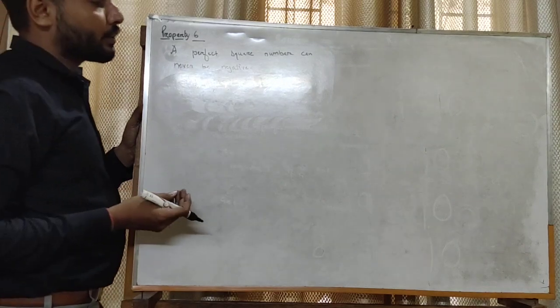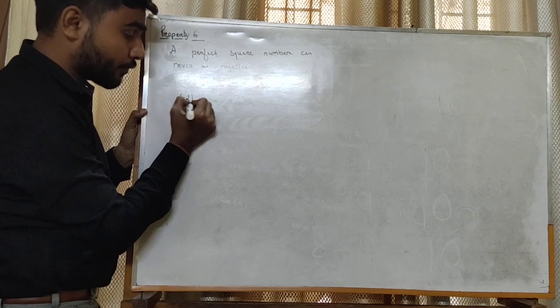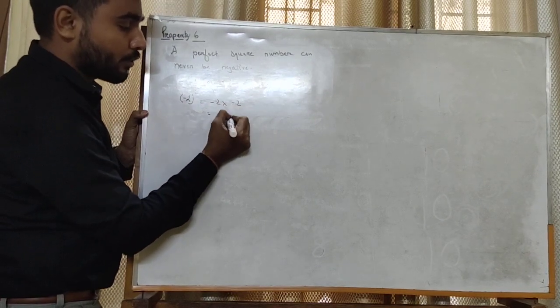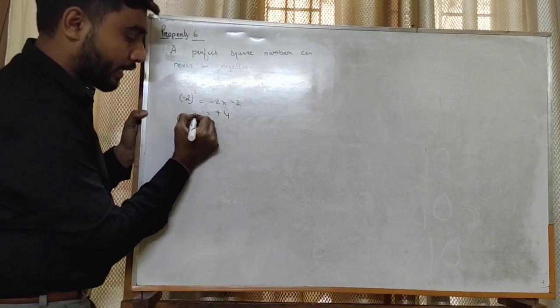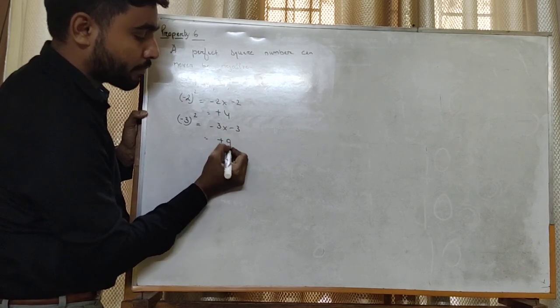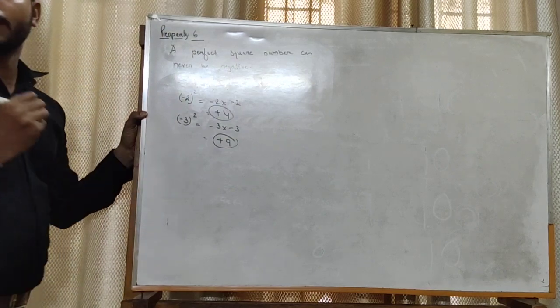You won't see a negative number in the case of perfect squares. Because if you are squaring a negative number, -2 into -2 is 4, since minus into minus becomes plus. Similarly, -3 into -3 is 9. Minus minus becomes plus. So you will never get a negative number, because the power is even.